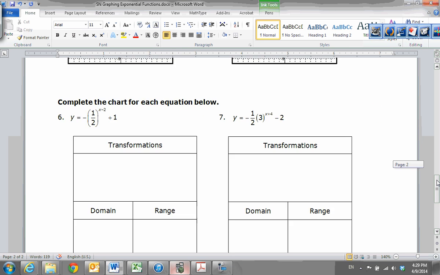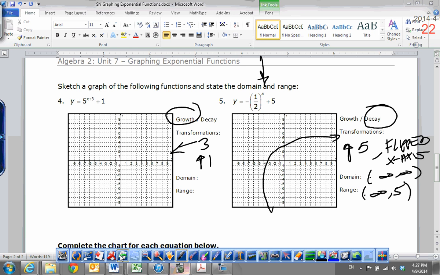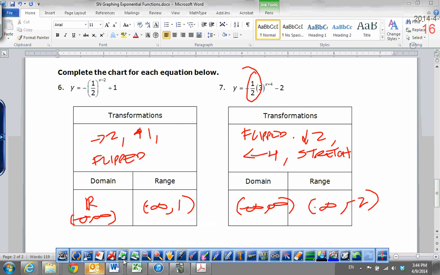All right, last two here. Go ahead and try those by yourself, and then I'm going to give you the answers. Here's your chance to pause. All right, let's look for those answers. So right 2, up 1, and then it flips. Domain is all real numbers, negative infinity to positive infinity, and then my range is negative infinity to positive 1 because it flips upside down. That's what that does. And so normally the graph would look something like this, but since it flipped, it probably looks something like this.